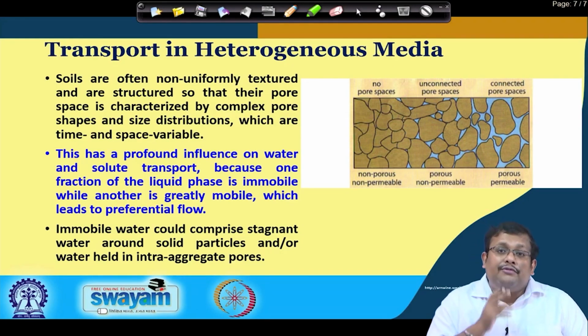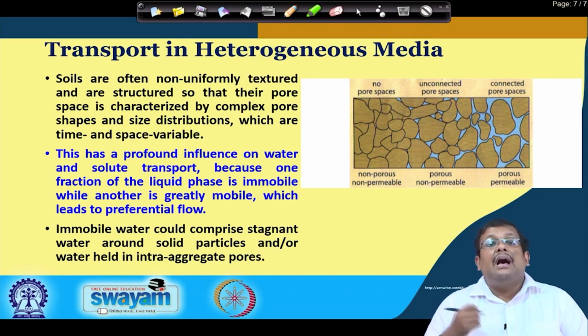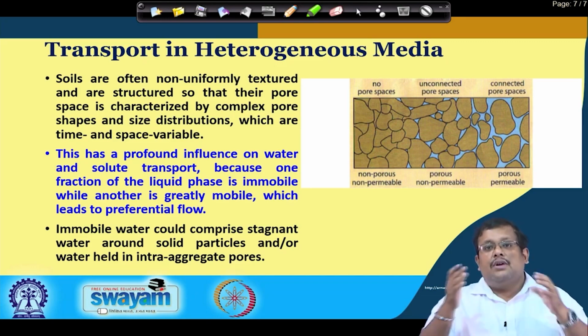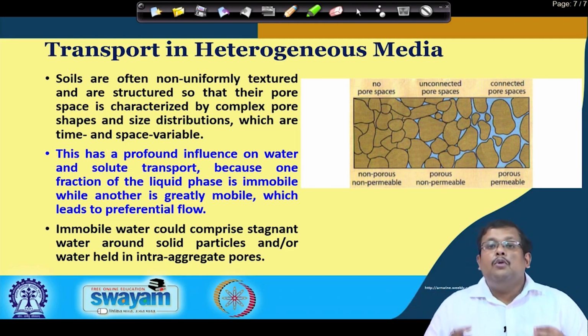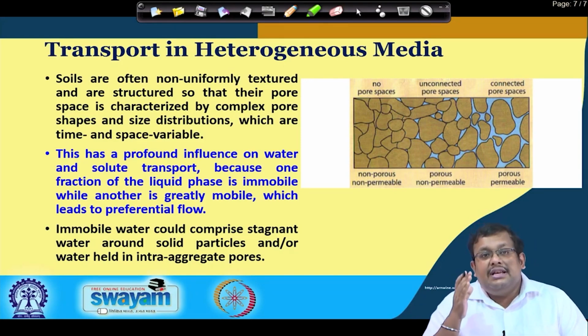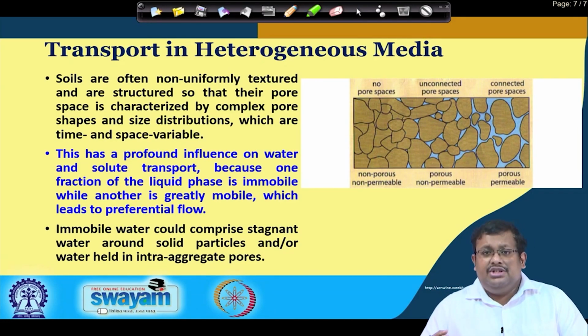obviously. Now, this has a profound influence on water and solute transport, because one fraction of the liquid phase is immobile while the other is greatly mobile, which leads to preferential flow. So, what is preferential flow? We will see in our coming slides. But remember that since soil is a heterogeneous mixture and it has a complex network of pores, structure and different phases, it generally allows the liquid to go for a preferential flow.